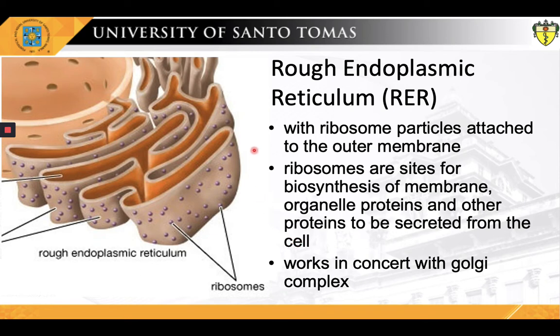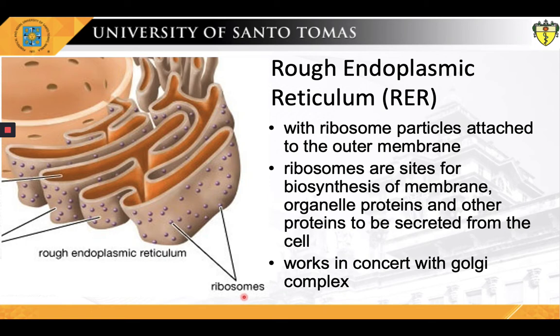The rough endoplasmic reticulum. The surface of the rough endoplasmic reticulum, or RER, is studded with protein manufacturing ribosomes, giving it a rough appearance. Hence its name. But it should be noted that these ribosomes are not permanent residents of the endoplasmic reticulum. The ribosomes only bind to the endoplasmic reticulum once it begins to synthesize proteins destined for sorting. The ribosomes attached to the RER function in the biosynthesis of certain membrane and organelle proteins, and other proteins to be secreted from the cell.